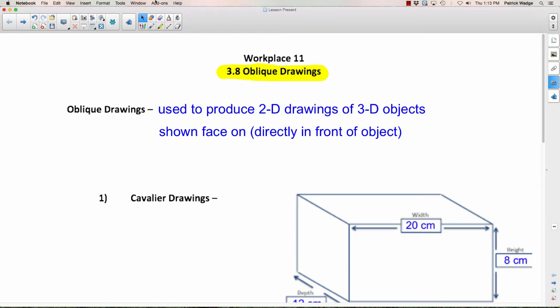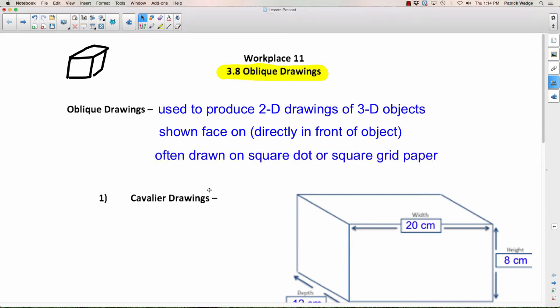This is like when you put a cube on the board, right? If I was at the front of the classroom and I said, "Hey, you've got a cube," and I draw something that looks like this. I draw my front face of the cube that you're looking straight on, and then I draw the rest of it like this. This is an example of an oblique drawing. Okay, so shown face on is very important.